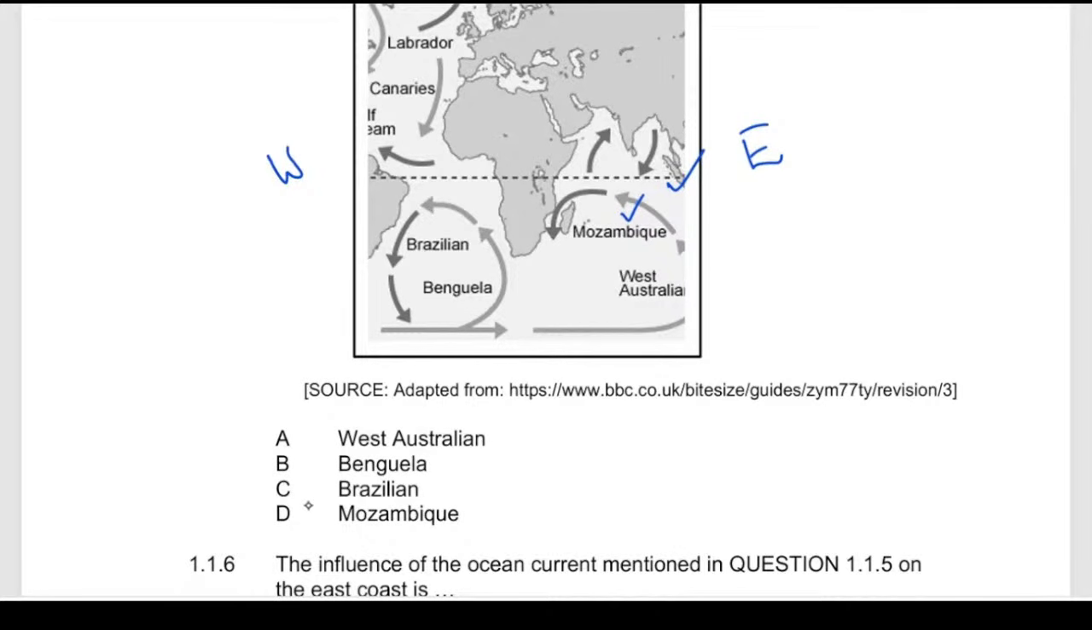And the opposite, on the extreme end, is the cold Benguela current, which also influences the conditions over the Western Cape. So here, number 115, we are saying our correct response is the Mozambique current.